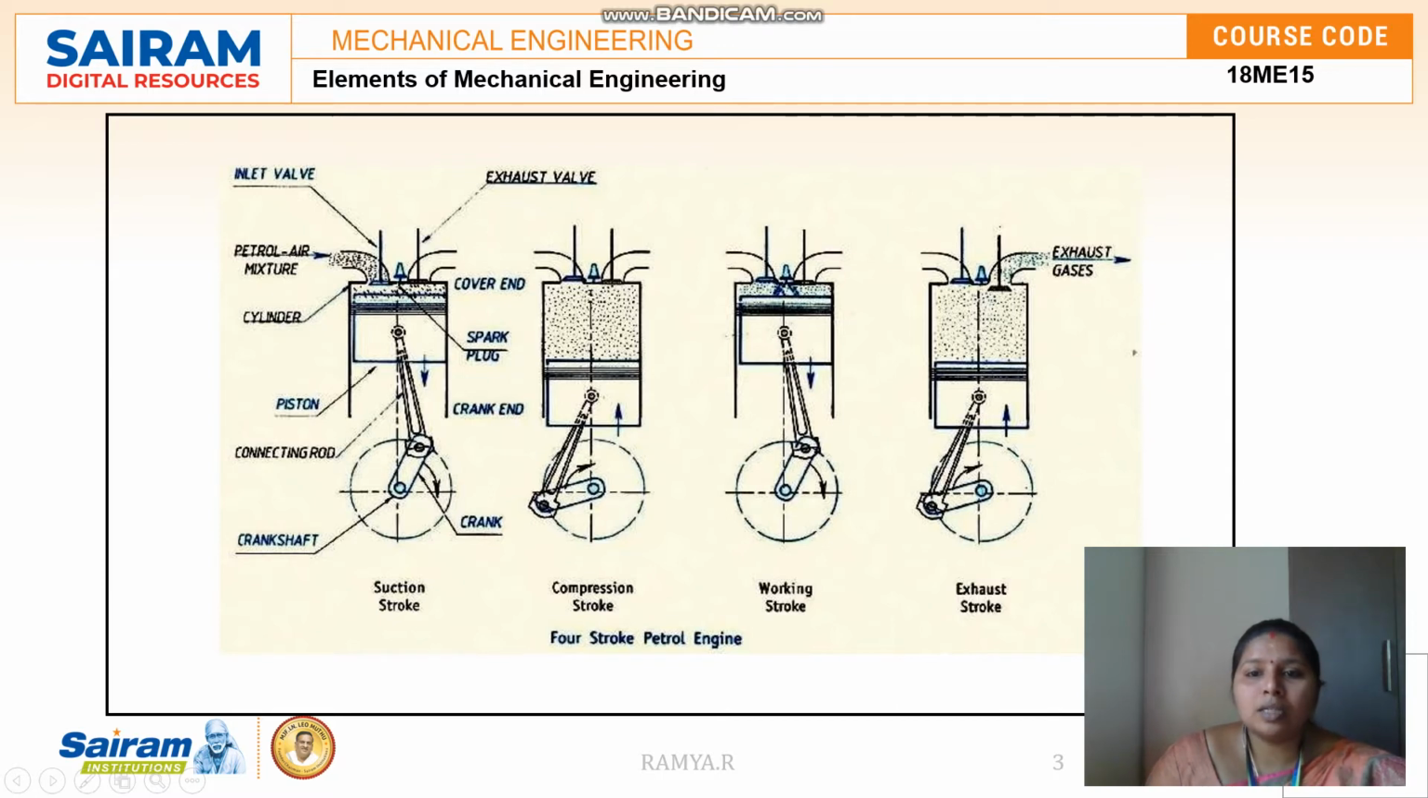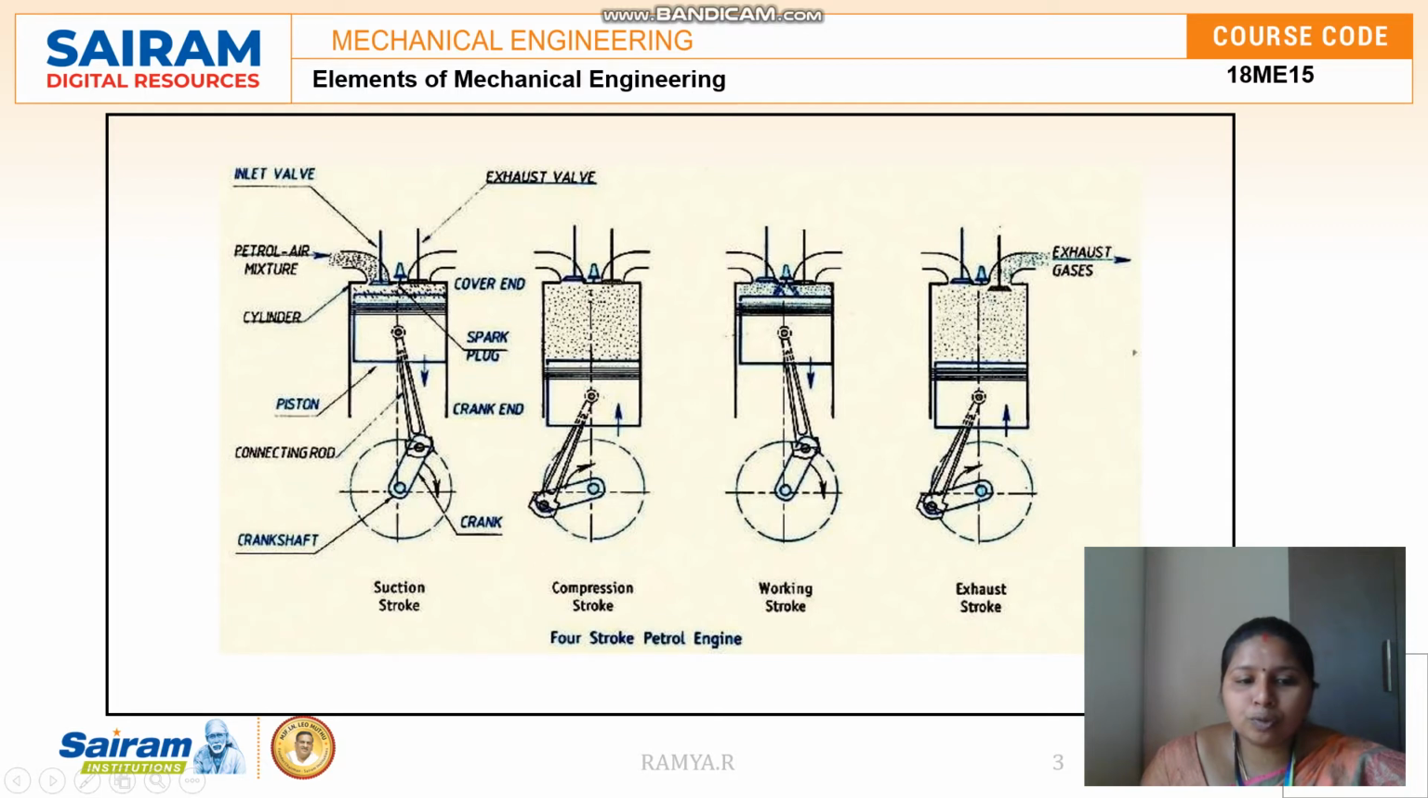And the last one is the exhaust stroke, where the piston's starting point will be at the bottom dead center and it moves towards the top dead center. When it is moving towards the top dead center, the outlet valve is opened, and the exhaust gases will be sent out through the outlet valve. The piston reaches the top dead center and all the gases are sent out completely. So this is how a four-stroke petrol engine works.